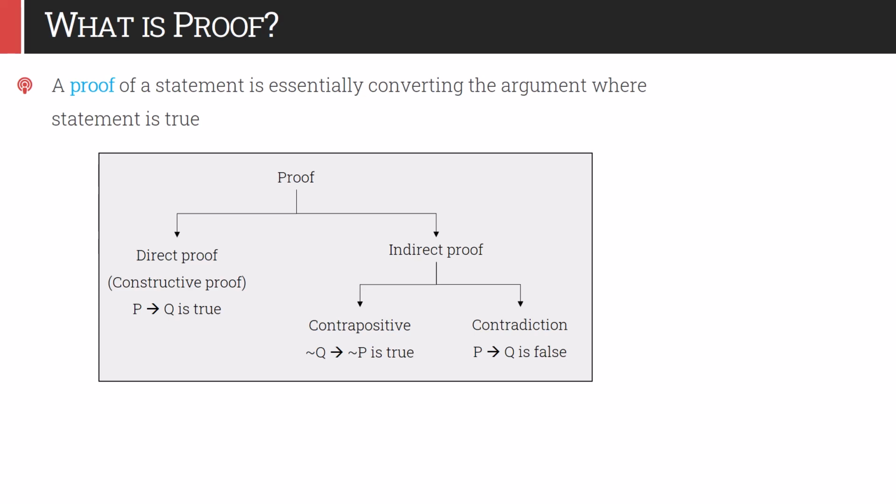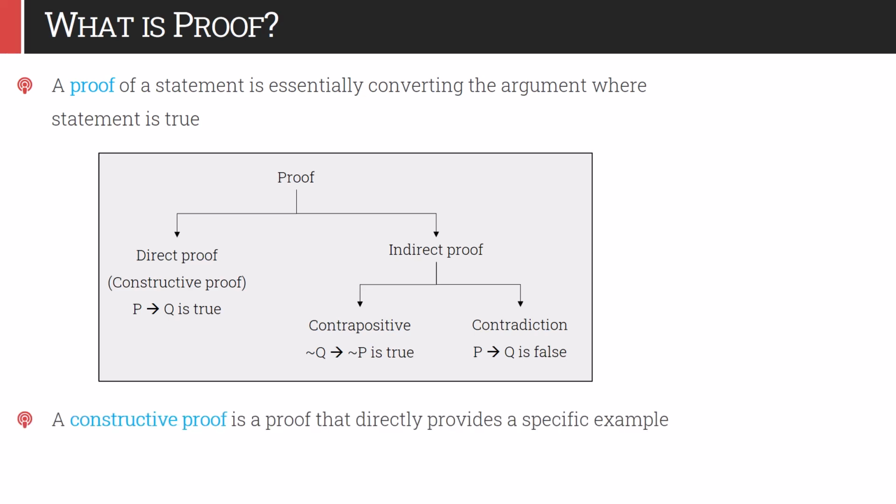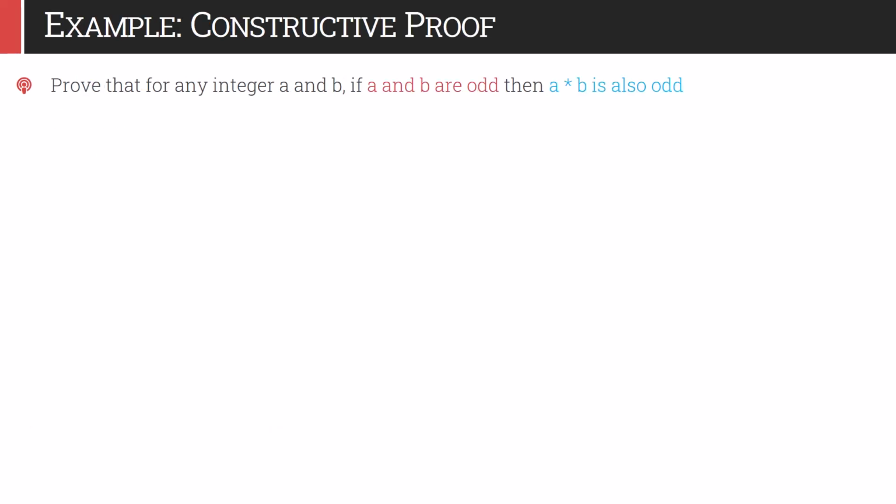In this particular video, we will talk about constructive proof. A constructive proof is a proof that directly provides a specific example. So through examples, we are proving that the given statement is true. Consider the example that if A and B are odd, then A into B is also odd. Through some series of steps, we will try to prove it.